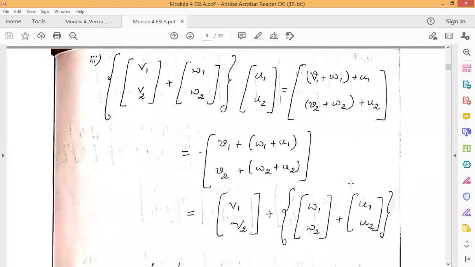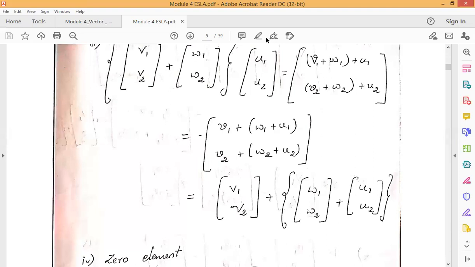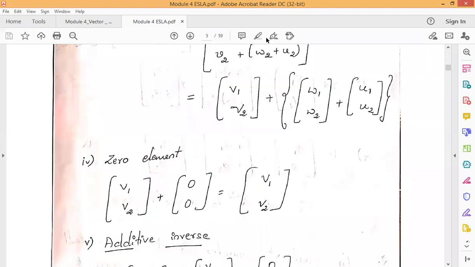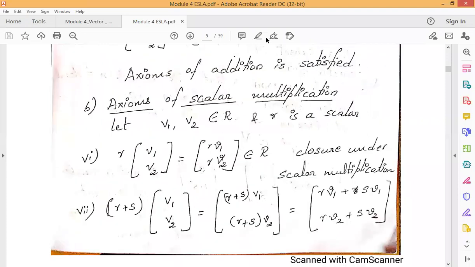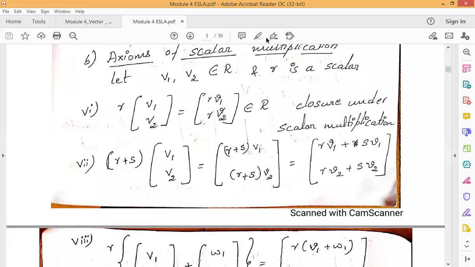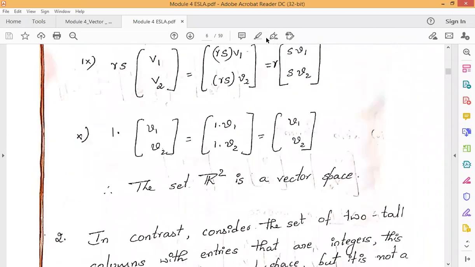And similarly, you can go with all the properties for each and every element, and you can go on proving this. In general, we have taken general elements and shown the result for showing that R2 is a vector space, right?